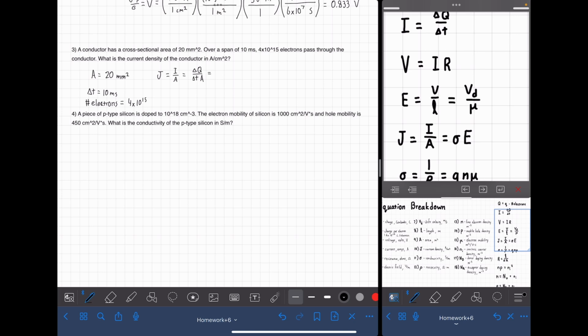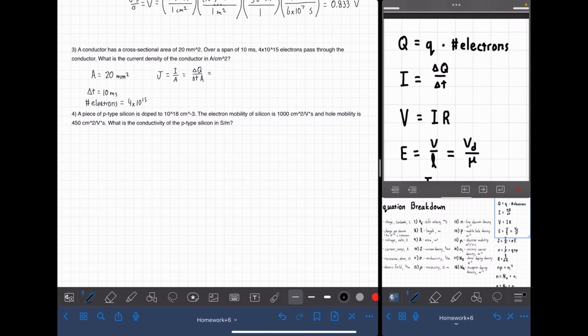Our delta Q is the fundamental charge, 1.6 times 10 to the negative 19, times our number of electrons. All still divided by delta T times A. And that is our final equation. We can now plug in everything.